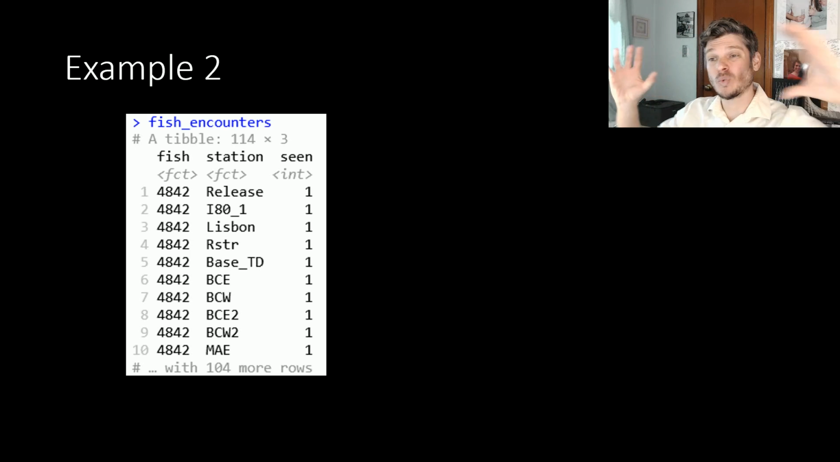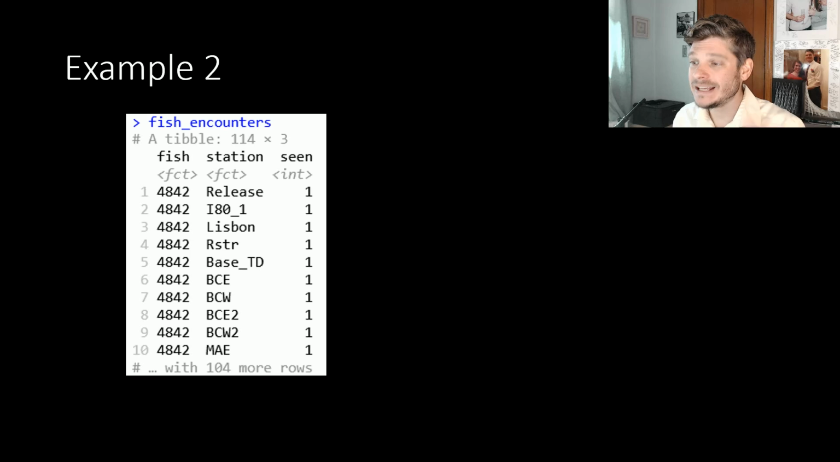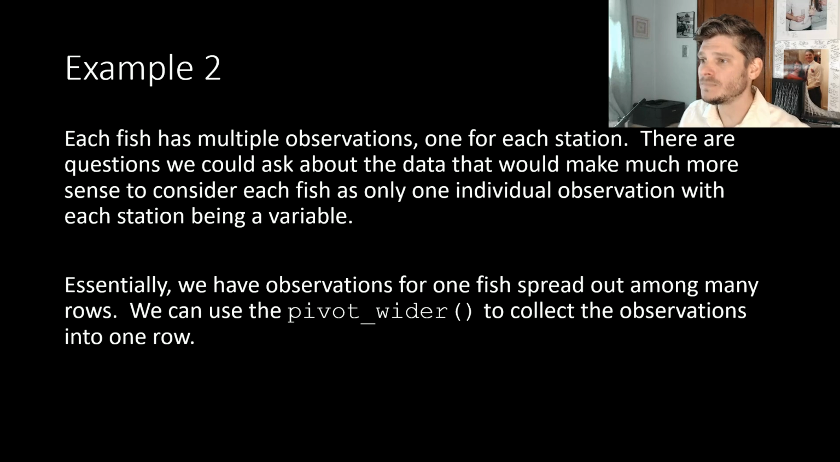So I want to pivot this wider. I want to make every individual fish only one row, only one observation for each of the individual fish. So I'm going to take a data frame that's 114 lines long, and again, I'm going to try to pivot it wider. So each fish has those multiple observations, and again, that's the key that tells us we're going to use Pivot Wider. If there's multiple observations, but it's spread out over multiple rows, which is what we have, Pivot Wider is what we want to use so that we have one observation for each individual fish, which now has each station as its own particular variable. And we're going to see when we do this why this might make more sense to look at.